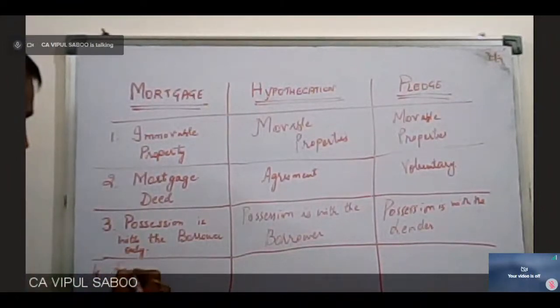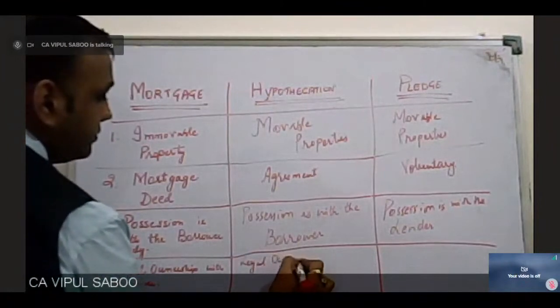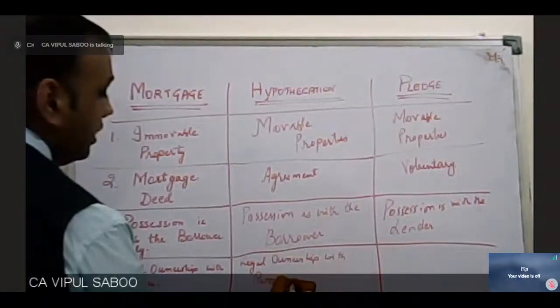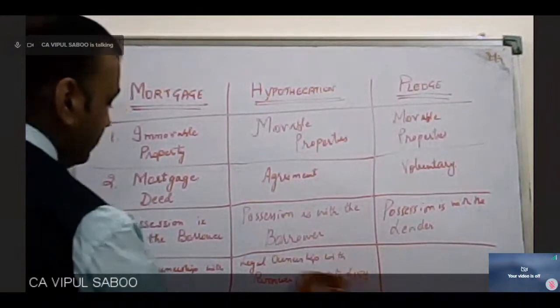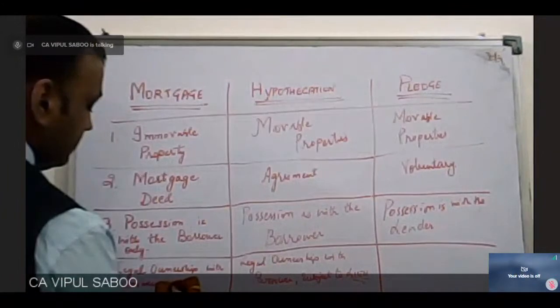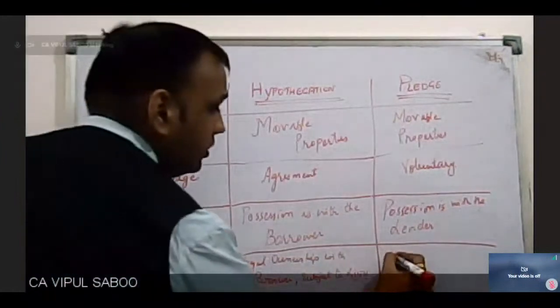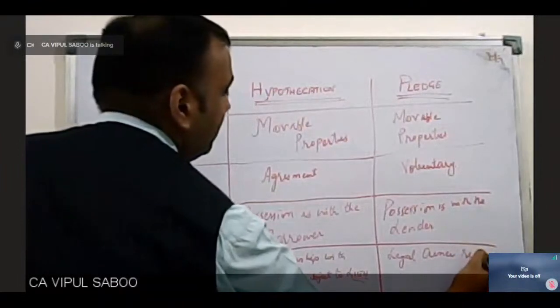Legal ownership in case of mortgage is with the borrower. Here again, legal ownership is with the borrower, subject to lien in both the cases. Legal ownership, there is no lien, there is nothing. Legal owner remains the borrower.